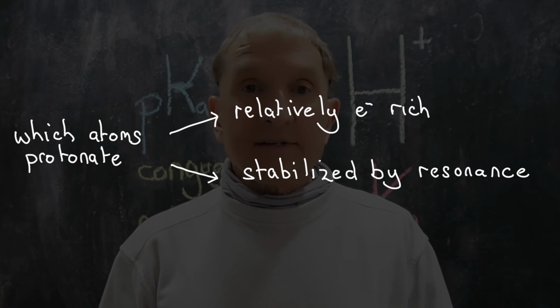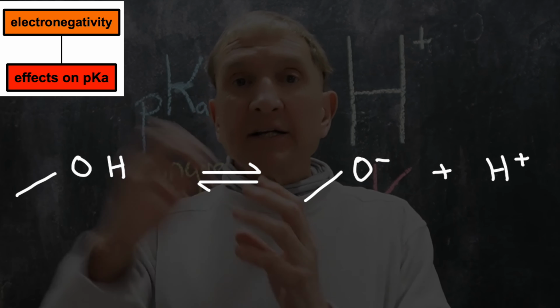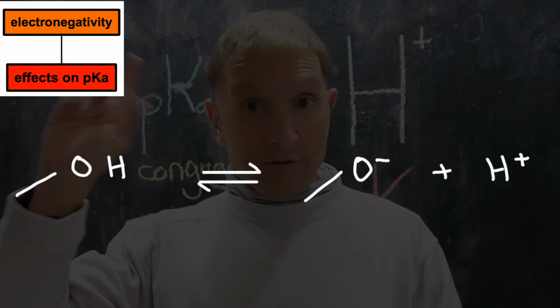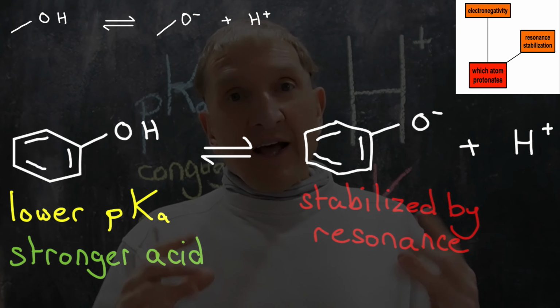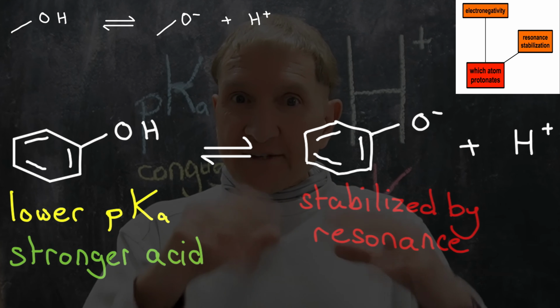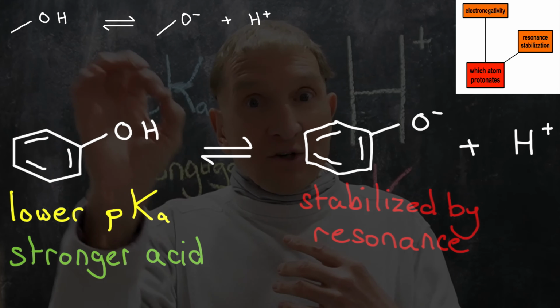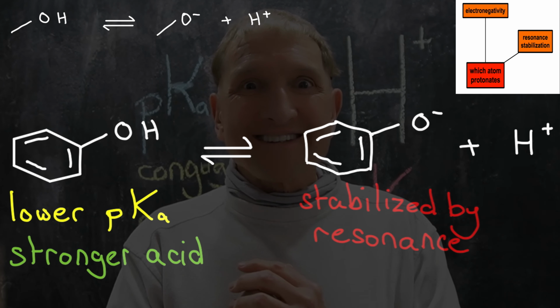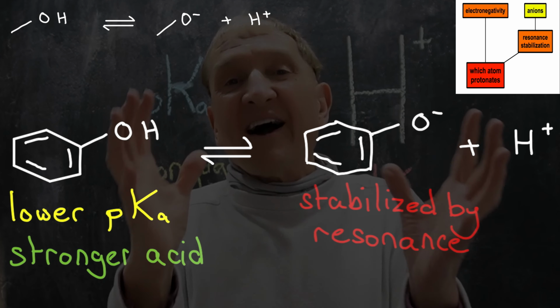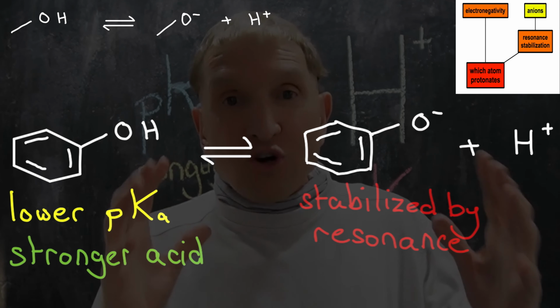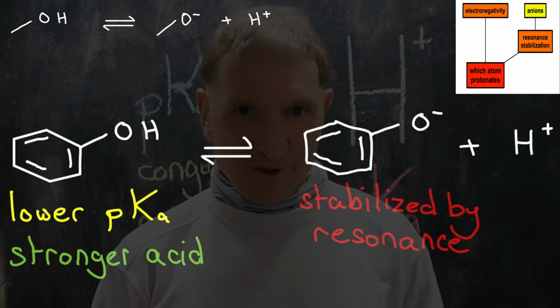Now, for a weak acid like methanol, the anion is stabilized because the negative charge is on oxygen. Oxygen is electronegative. Phenol is an aromatic ring with an OH on it. If that dissociates, then the oxygen is stabilized by resonance, and that gives you a lower pKa, and that makes phenol a stronger acid than methanol.